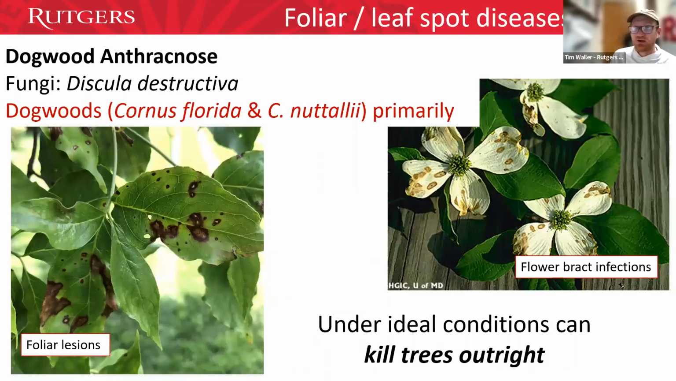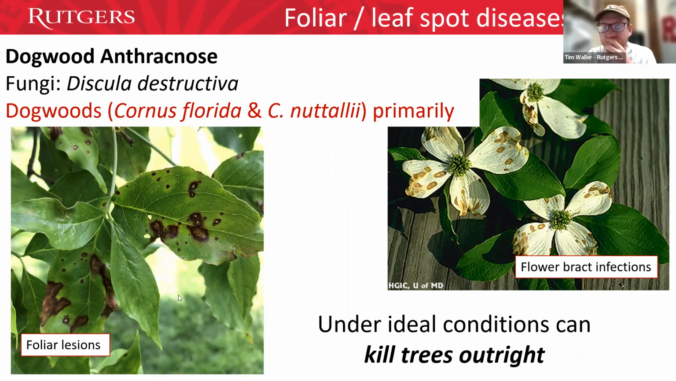Another example here is I put up dogwood anthracnose because this is an important disease, and dogwood anthracnose, if left to its own devices long enough, can kill dogwood trees. And the reason for that is you have this amount of plant stress year 1, this amount year 2, this amount year 3, and ultimately the plant will succumb.